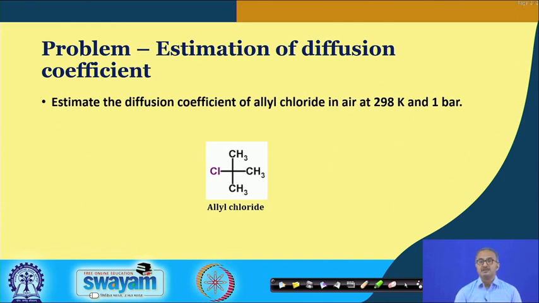Next, we come to another important problem, that is the diffusion coefficient, and you know the diffusion coefficient tells us how a particular molecule will be able to distribute itself in another type of molecule. So, here we are asked to find out the diffusion coefficient of allyl chloride in air, at this particular temperature and pressure, and this is the formula of allyl chloride. Here you see there are 3 methyl groups and 1 chlorine group.